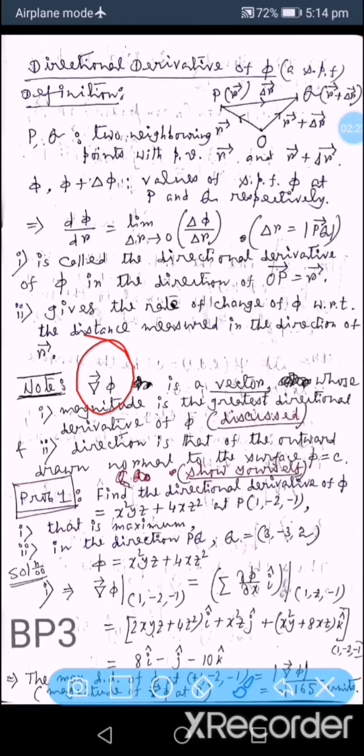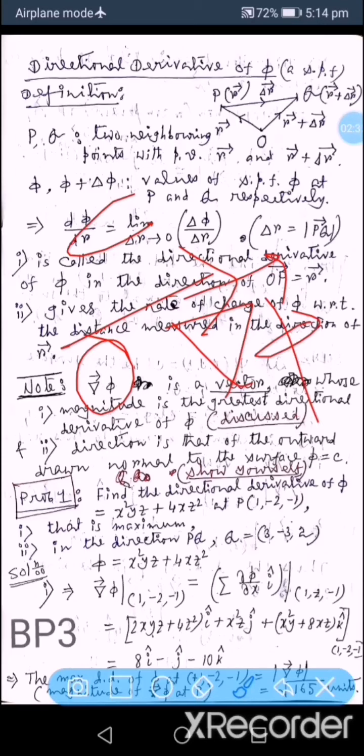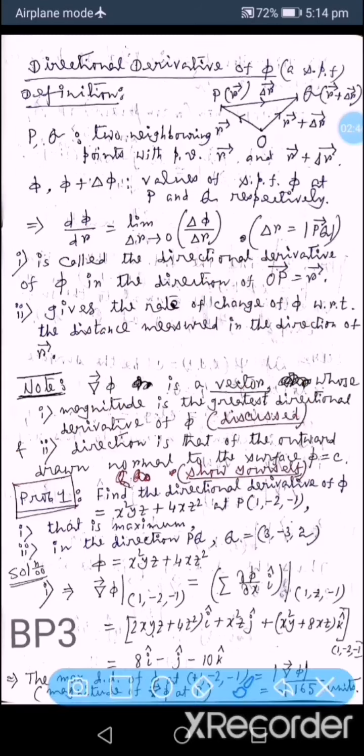And what is its direction? Its direction is along grad phi. And the direction is also the same as that of the outward drawn normal to the surface phi is equal to C. This part, point number 2, you have to show. And point 1 is already discussed.